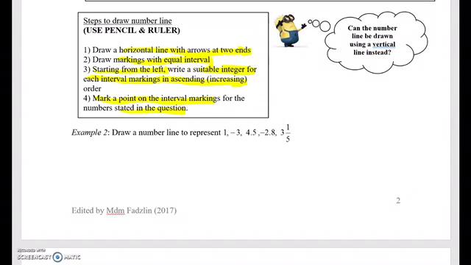Let's take a look at this example. Draw a number line that represents positive 1, negative 3, 4.5, negative 2.8, and 3 1 over 5. So from step 1, I need to draw a horizontal line with arrows at both ends. Again, please use ruler and pencil when drawing.